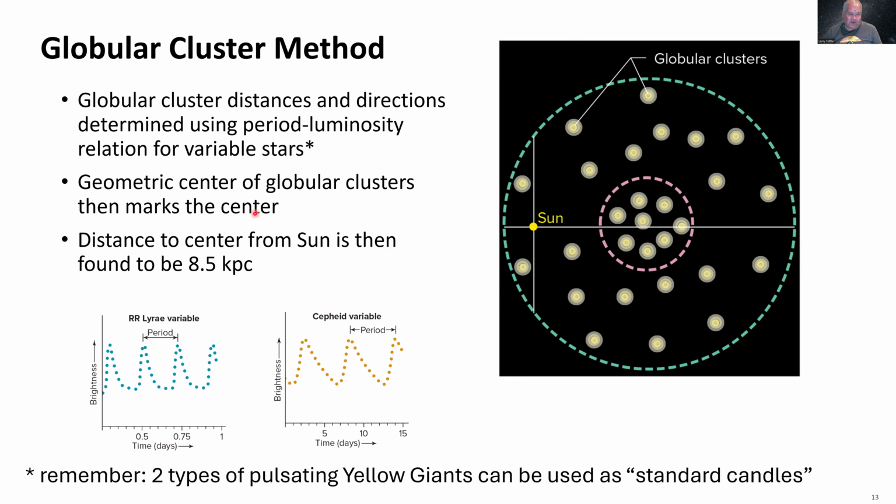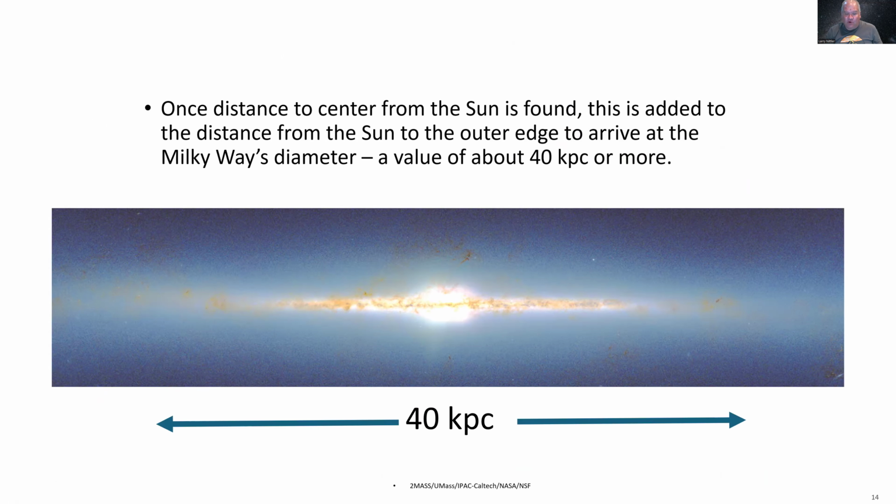And when you measure lots of these, again, you can find the geometric center of them because everything's orbiting the center of the galaxy. When you do that, you discover that the sun is at 8.5 kiloparsecs from the center. And that's more accurate than the Maser method, and this is the expected distance of the sun to the center of the galaxy.